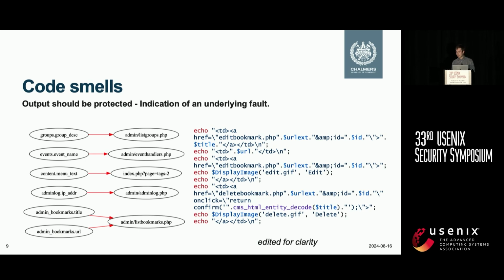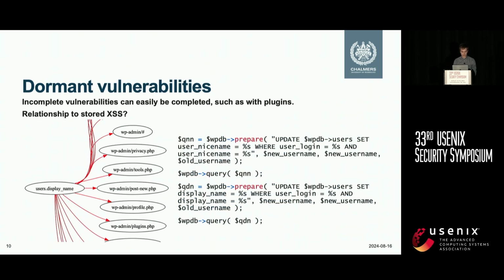According to some documentation, such as WordPress, outputs should be protected, so that's some small indication that we have some underlying fault. But I would say there's a larger code smell when we're considering this from a security perspective, which is the whole point of stopping XSS in the first place, because these things also are dormant vulnerabilities in that even if there isn't currently an input or you can't insert an attack payload into this database cell, this could easily be completed later, such as with a plugin.